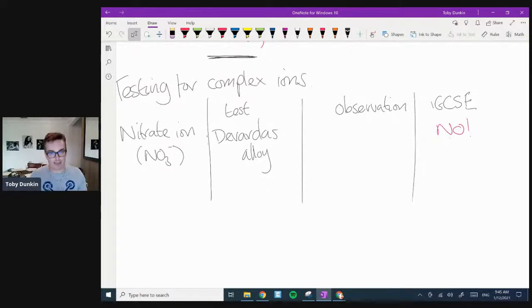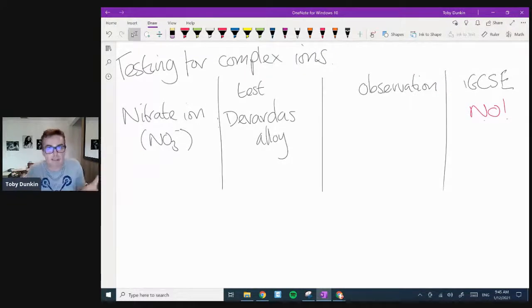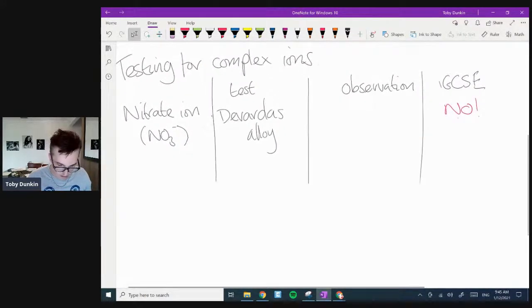Now, this is the nightmare, of course. The reason why this was taken away is because it's actually a two-step test. But the ammonium ion is a two-step test, and they kept that one. It's annoying. With Devarda's alloy, you'll produce ammonia, which you test for with damp red litmus paper, and it turns blue. I'll talk to you about the ammonia one in a minute.